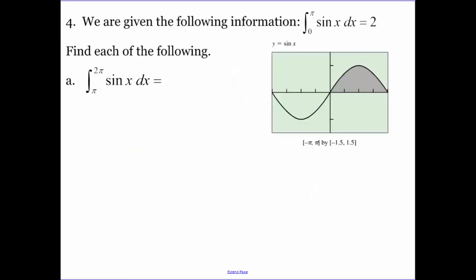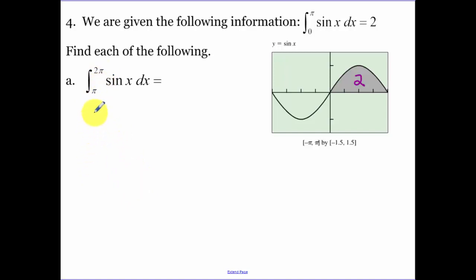Okay, sometimes they're going to give you the following information: the area under the curve from 0 to pi. Now look at what they give us, from negative pi to pi, that the area here, so this shaded region, is 2 units. Find each of the following. So our first example, we're finding from pi to 2 pi.